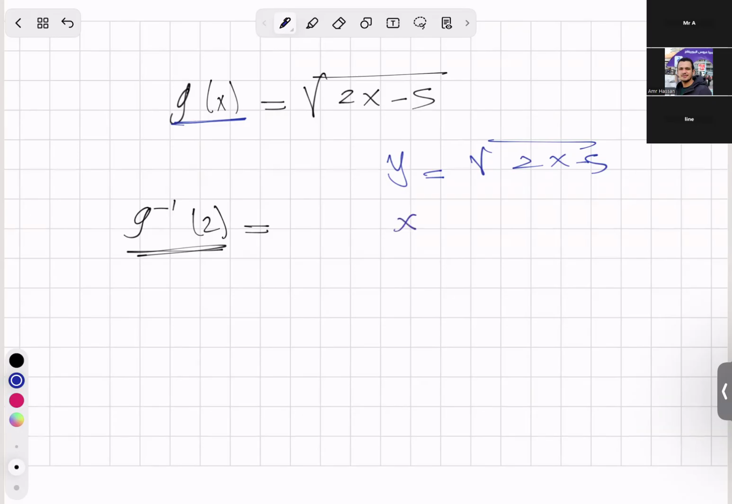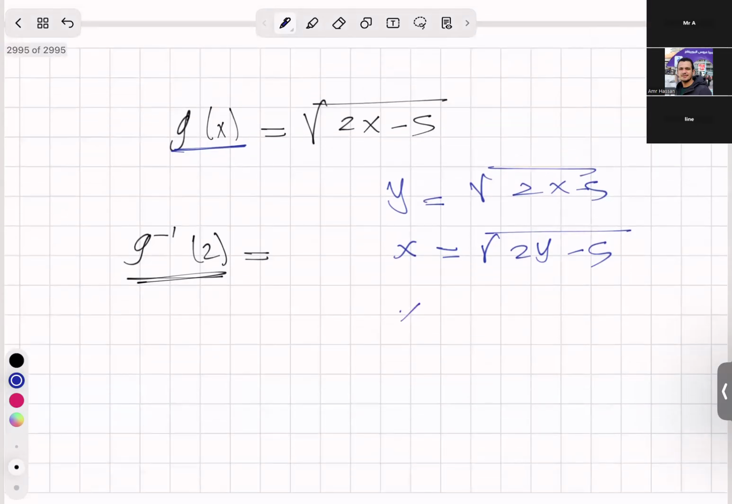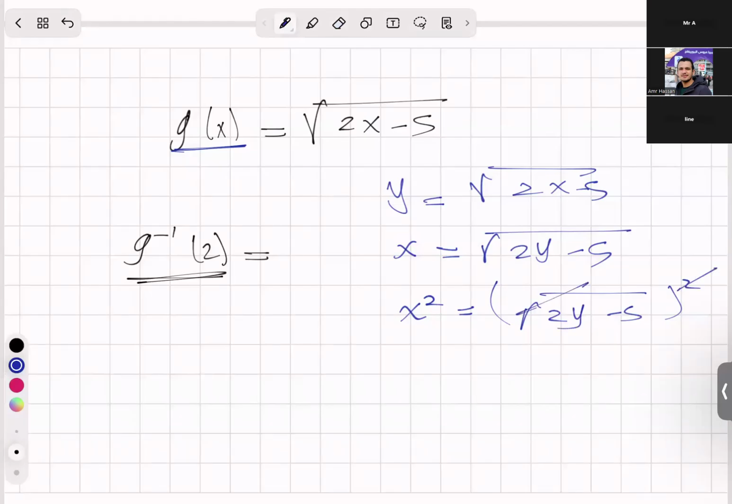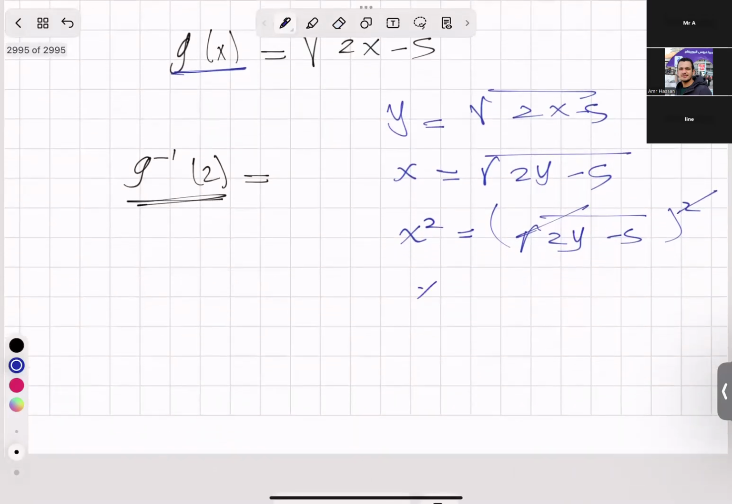So this one's going to be x, which equals the square root of 2y minus 5. Just think of isolating y by itself, which makes sense. I need to get rid of the square root, so I need to square both sides, the left-hand side and right-hand side as well. So this one is going to be x squared, which equals the square root of 2y minus 5, to the power 2. This one must cancel with this one. So it's going to be x squared, which equals 2y minus 5.